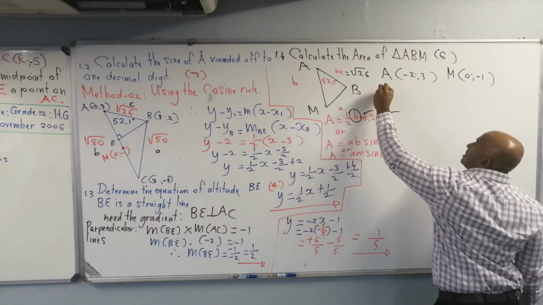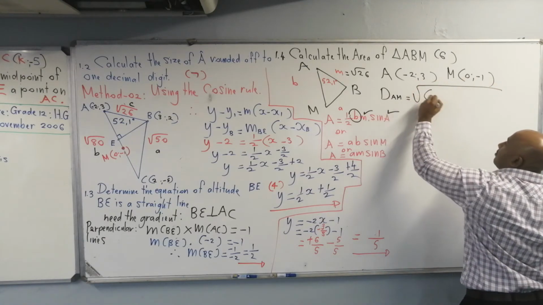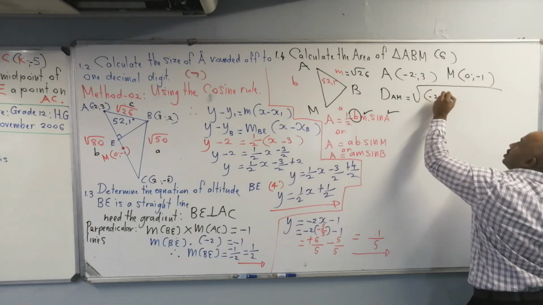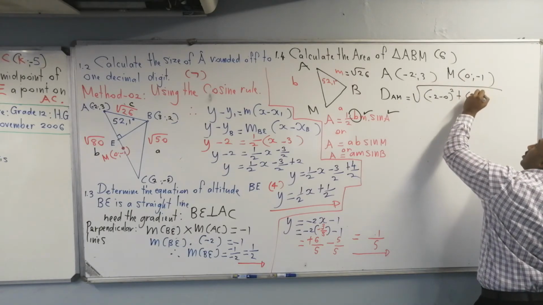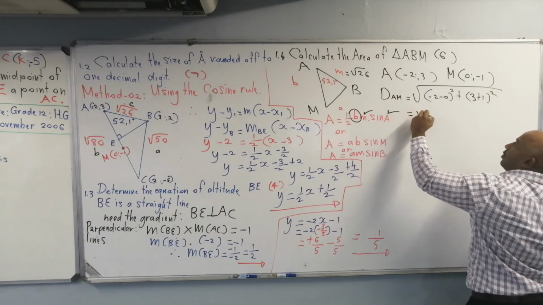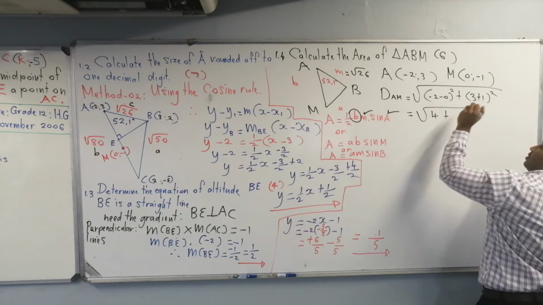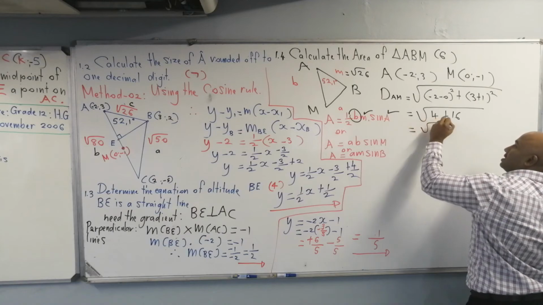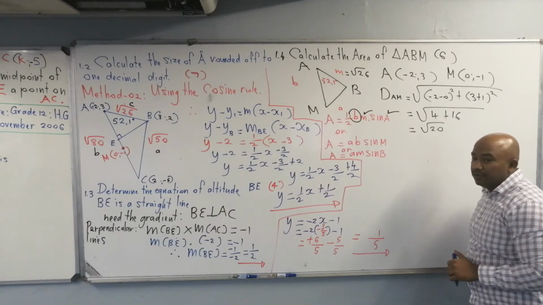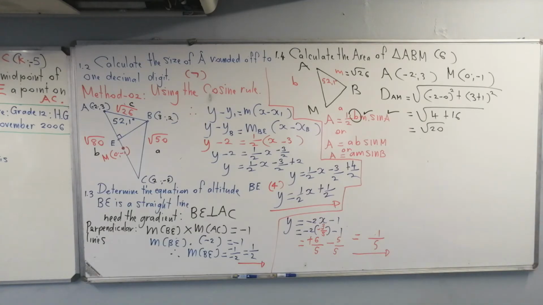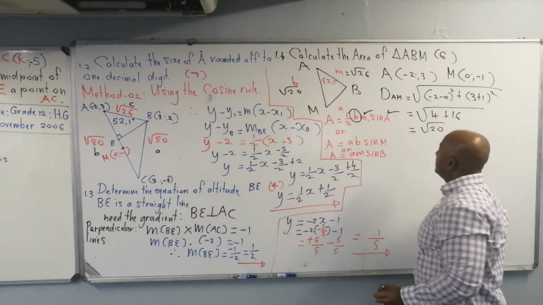So if I want the distance from A to M, it's going to be the square root of x1 minus x2, minus 2 minus 0 squared, y1 minus y2, 3 minus 1 will be 3 plus 1 all squared, and that's going to be minus 2 squared, which is 4, 3 plus 1 is 4 squared, which is 16, so we got the square root of 20, which can be simplified further, but we are not interested in the simplification. Okay, so now we found that this is square root 20.